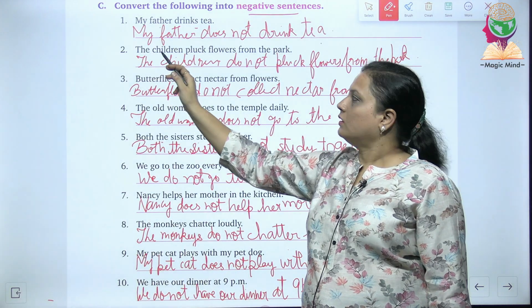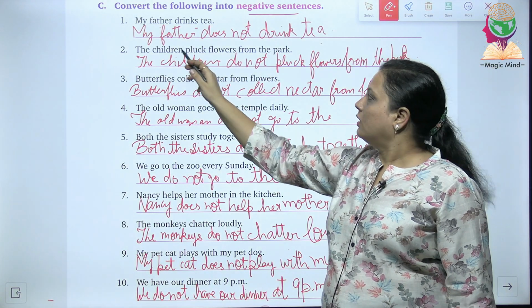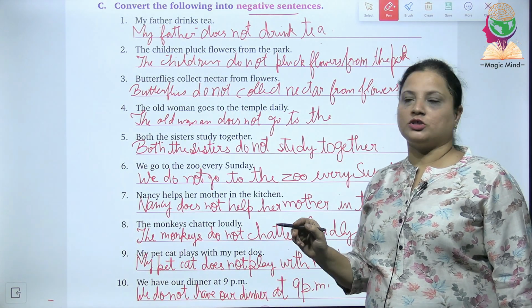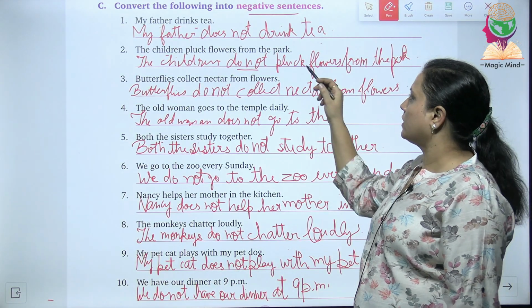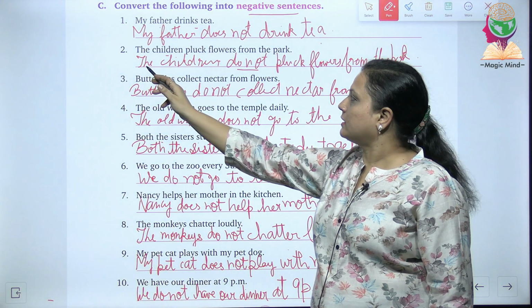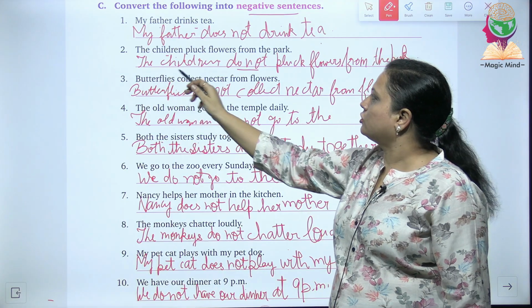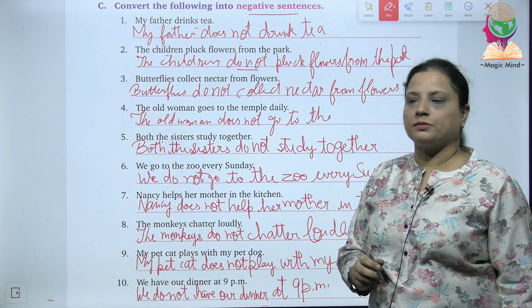Then the second one, the children pluck flowers from the park, and here children is the plural subject, hence we will use the words do not. और कहाँ use करेंगे इसको हम? Verb से पहले. So the sentence is changed into the children do not pluck flowers from the park.